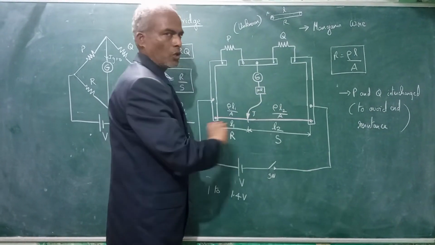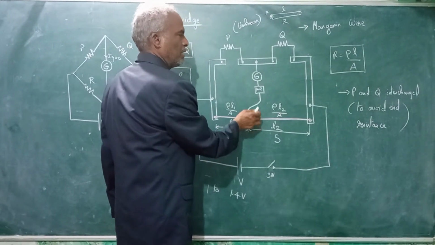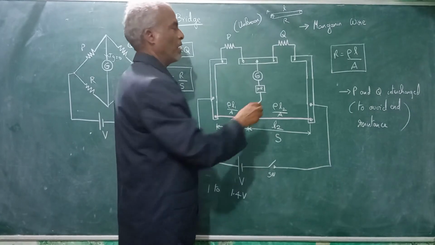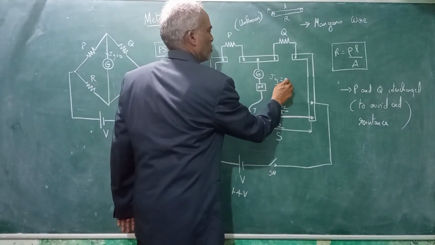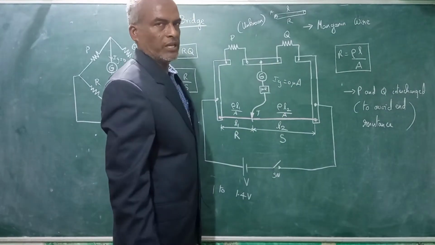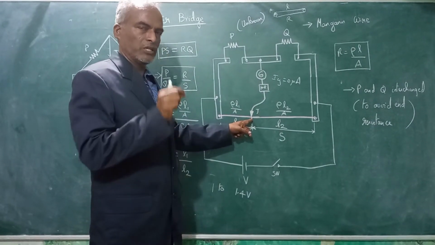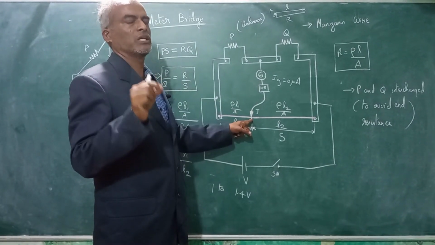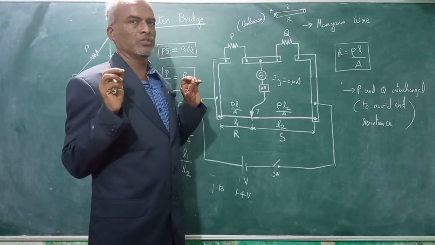You can slide this jockey. Keep on sliding and see when the galvanometer current is 0. At that point you stop. That means the galvanometer current should be equal to 0 microamps, so no current should flow. At that point you stop the jockey. Otherwise, you just slide the jockey until you see that the galvanometer current is 0 microamps.